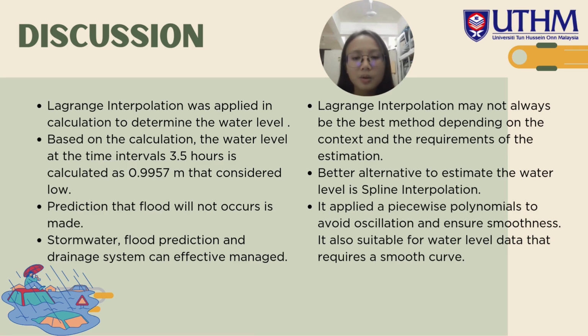However, Lagrange interpolation may not always be the best method, depending on the context and the requirements for the estimation. For instance, Lagrange interpolation can be applied when data points such as time and water level are known, to predict water levels for specific times or distances when data is missing. In this case, a better alternative method to estimate the water level is spline interpolation. In this method, it applies a piecewise polynomial to avoid oscillation and ensure smoothness. It is also suitable for water level data that requires a smooth curve.